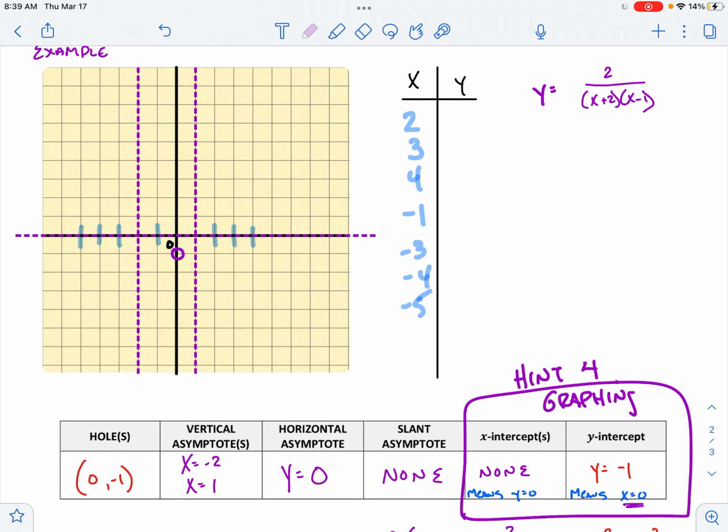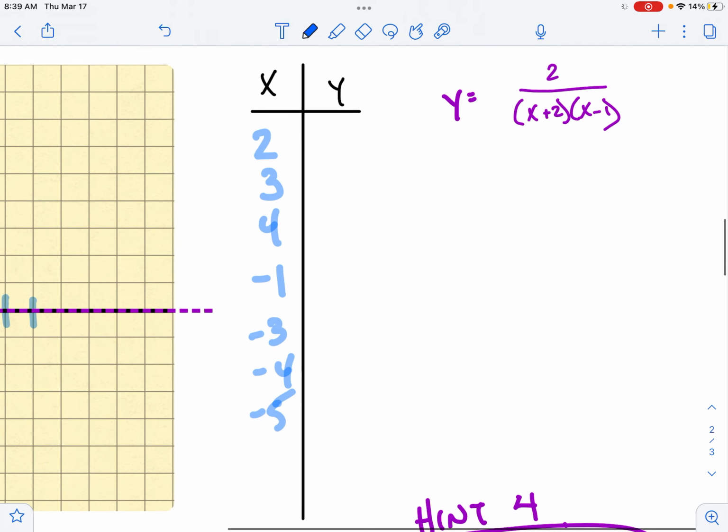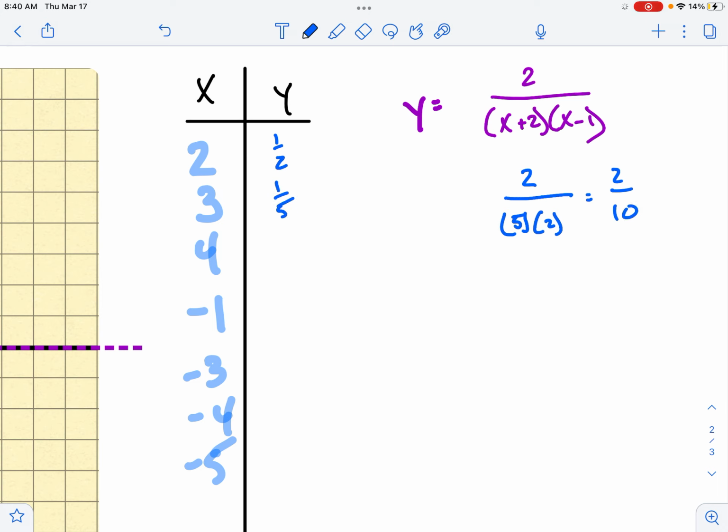I'll use blue for this since I'm working with blue here. I'm simply going to put those numbers into this purple simplified equation. So I'm going to start with a 2. I put a 2 here and a 2 here. I get 2 over 4 times 1. So 2 over 4 is 1/2. All right, I'll do it again. I'm now going to put a 3 in there. 3 plus 2 is 5. 3 minus 1 is 2, so 2 over 10, so 1/5.